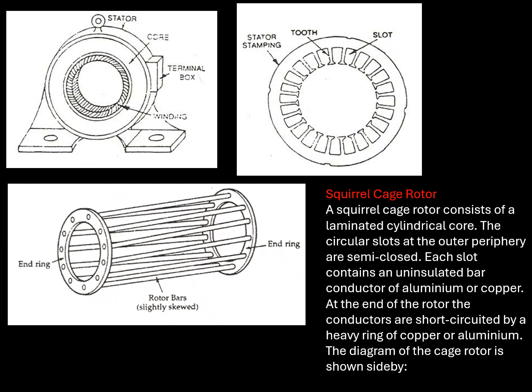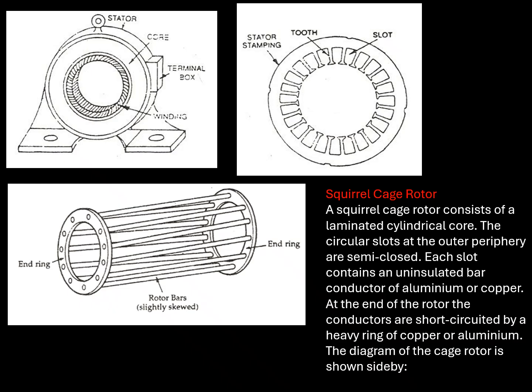Friends, this particular slide shows the various diagrams related to the squirrel cage motor. The first diagram shows the stator and its winding. The winding may be contained in these slots here. The third diagram at the bottom shows the squirrel cage of the induction motor.